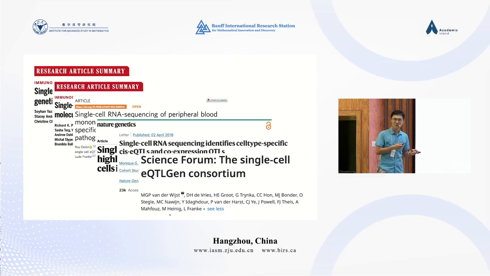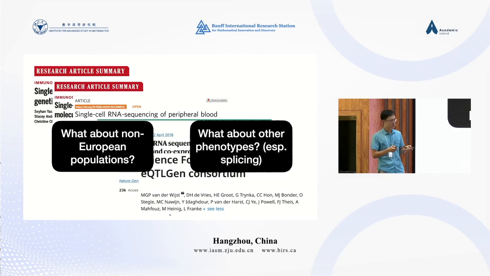But all these papers suffer from the same two problems, right? The first one is that they're all focused on one population, which is the European population. And there's good reason for that, right? Because they started this research early, and also these countries are very well funded. The second problem is that all these papers focus on one molecular phenotype, which is expression, right?